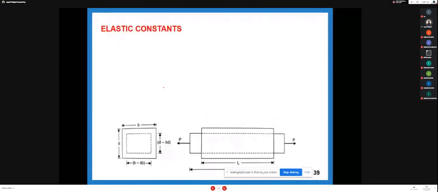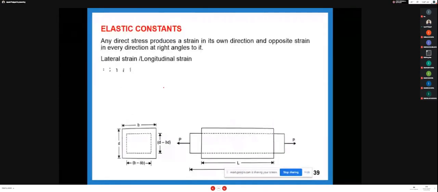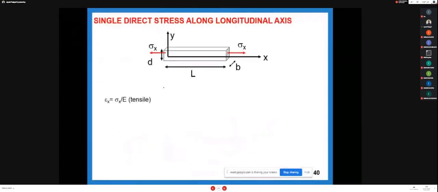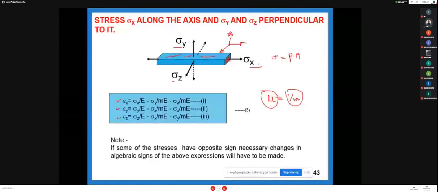Okay, so here you can notice, yes, next figure. Here you can see this is the x-axis, this will be vertical is y, out of plane that is z, and corresponding stress is given: sigma x, sigma y, and sigma z.